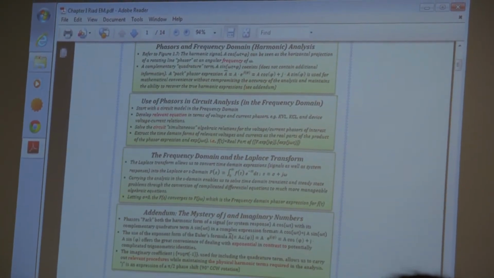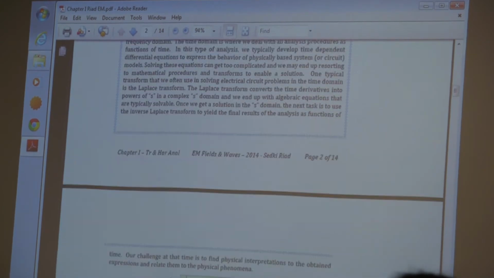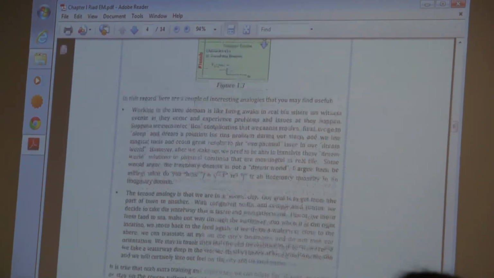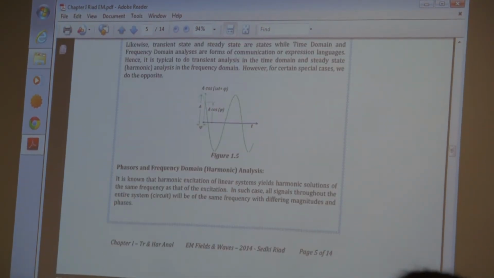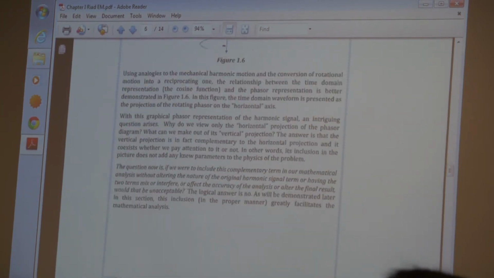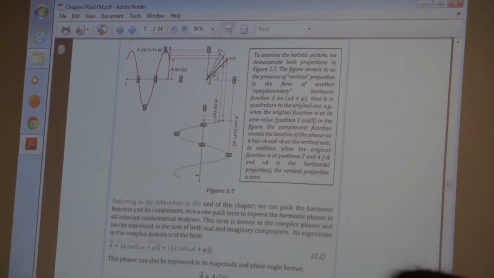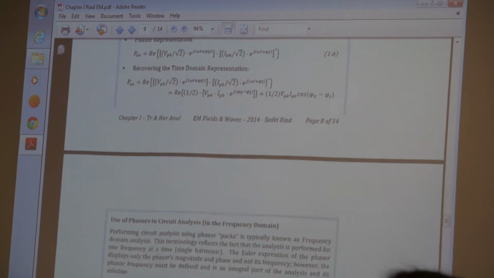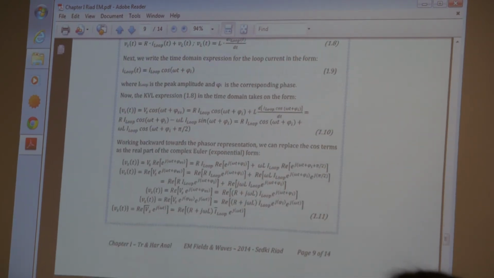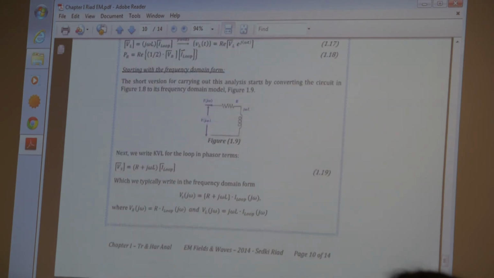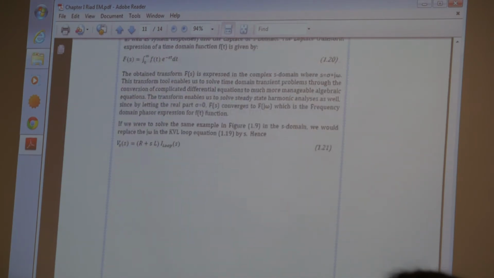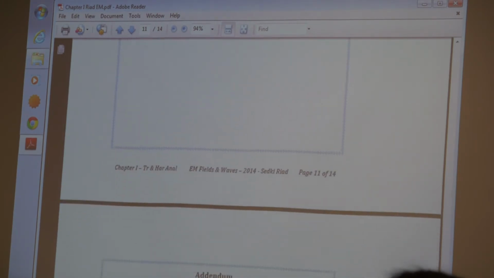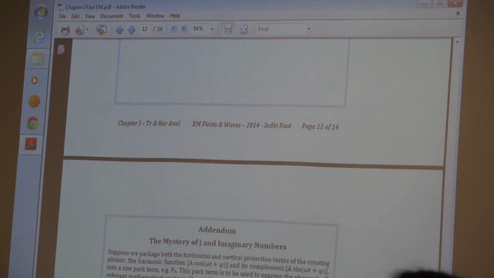14 pages only, right? And back at the end of this chapter, the last 3 pages, there is an addendum. It explains the phasors and the concept of the complex numbers and all that. And at the end of this addendum, at the end of this chapter, where is it? Okay, here it goes. All right? It's called The Mystery of J and Imaginary Numbers, right?